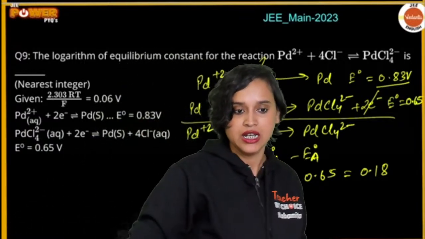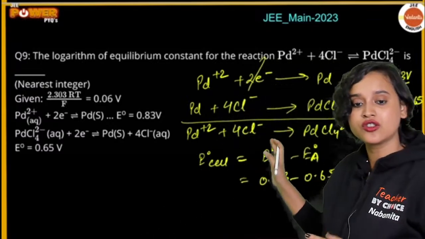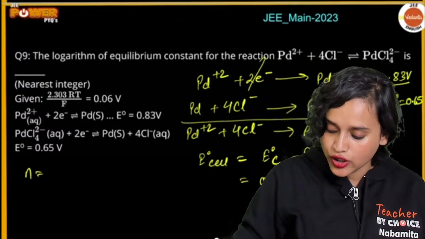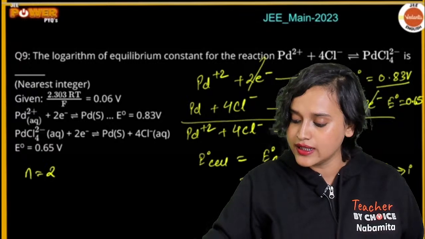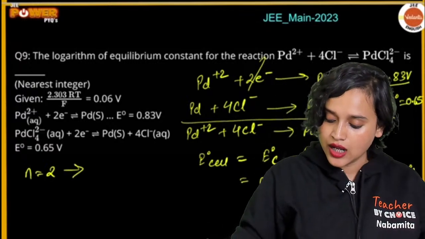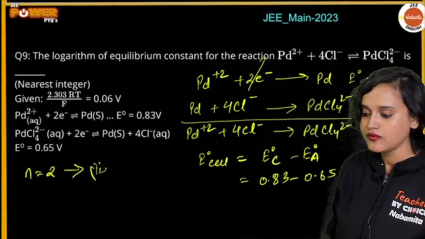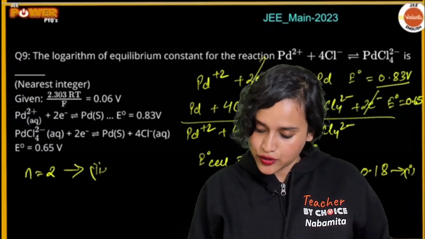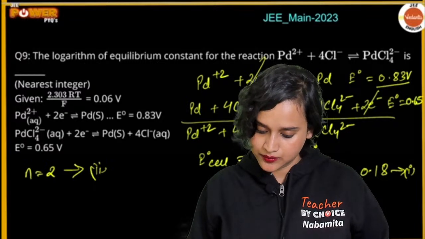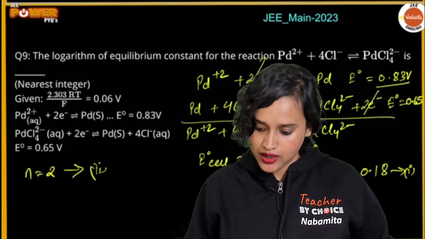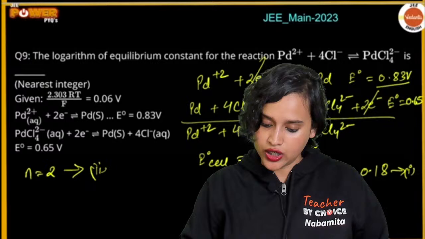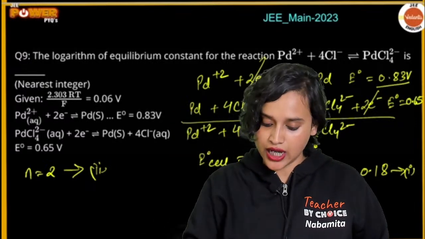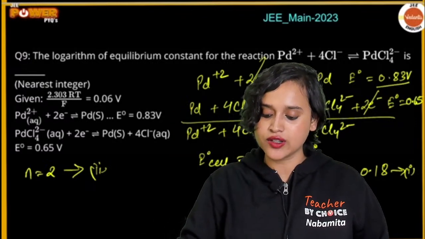Now, clearly you can also see that your n is equal to 2, right? Let's call this equation 1. Now let this be 2. Okay, n is equal to 2. And what else is given to you here? Now what do you have to calculate? The log value you have to calculate: log of equilibrium constant for the reaction.